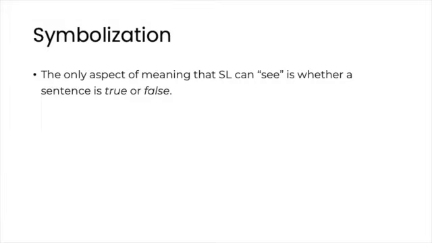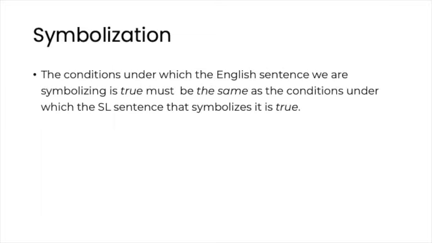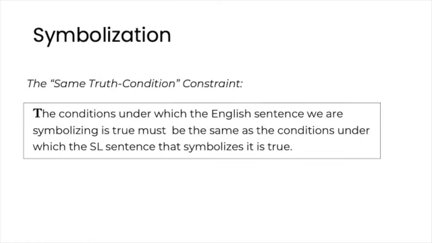So, the most we can ask from an SL symbolization is that the symbolizing SL sentence and our symbolized English sentence are true or false in exactly the same situations. That is, the conditions under which the English sentence we are symbolizing is true must be the same as the conditions under which the SL sentence that symbolizes it is true. This is a very important constraint, and in fact, it is so important that we're going to give it a name: the same truth condition constraint.